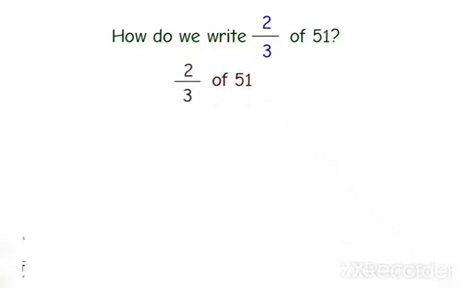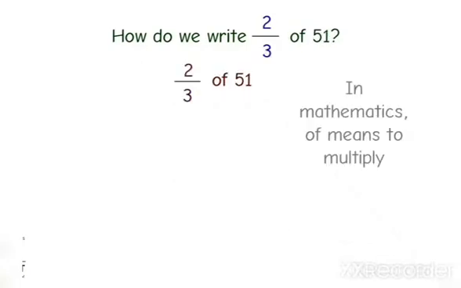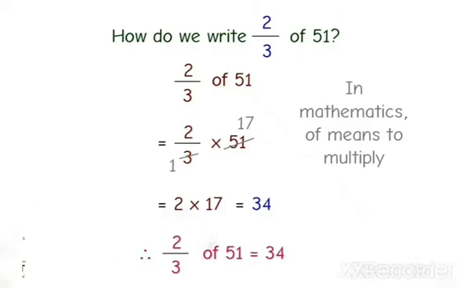How do we write 2 by 3 of 51? In mathematics, of means multiply again, children. So 2 by 3 multiplied by 51 gives the answer after cancellation, that is 34. So we say that therefore 2 by 3 of 51 is equal to 34.